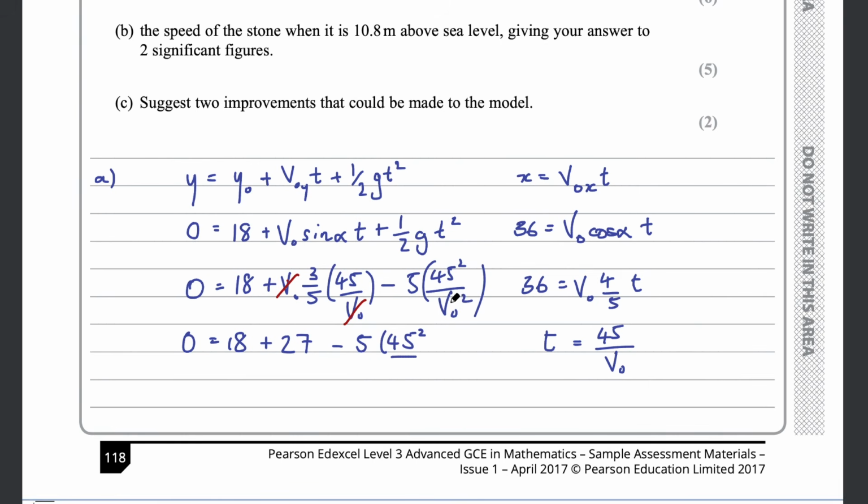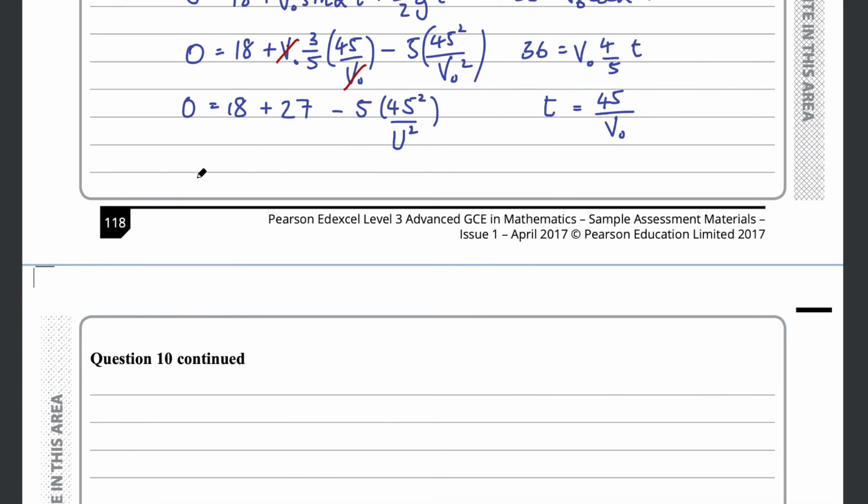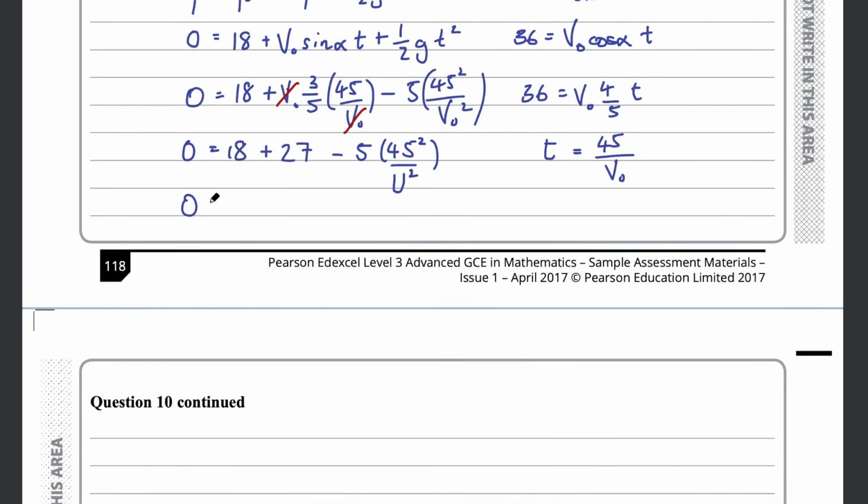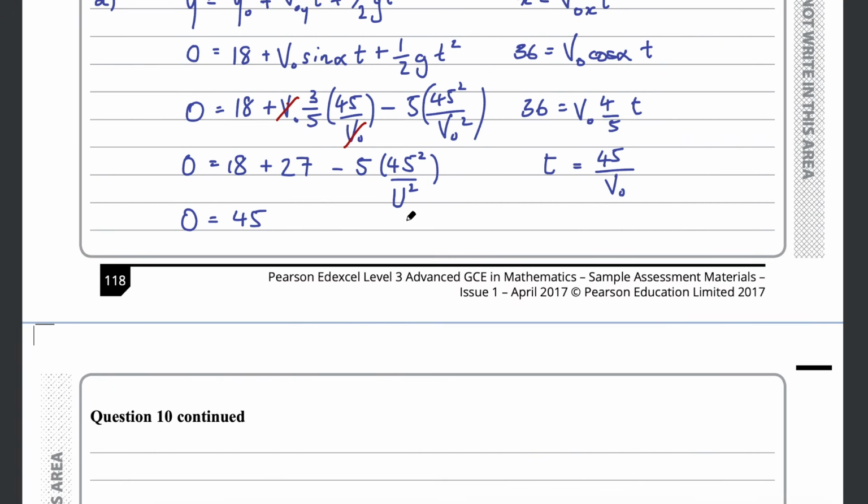Divided by the initial speed squared. So I'm going to substitute in a u for that V0 now to make it more consistent with the question. And then let's keep simplifying. 0 equal to 18 plus 27, that'll be 45. And now with this u squared, I don't want that as a denominator. I want to get rid of that denominator.